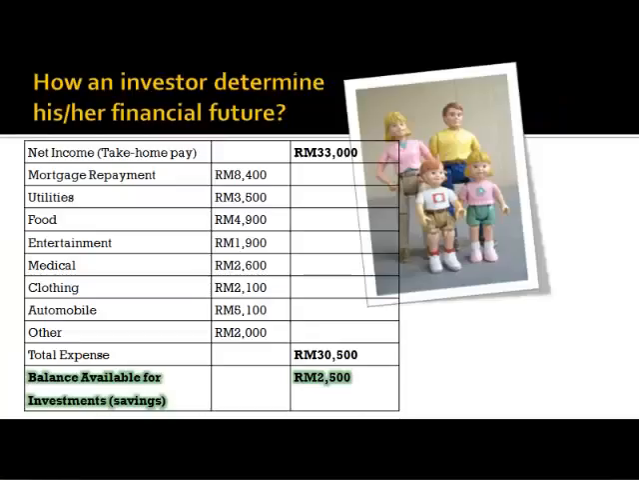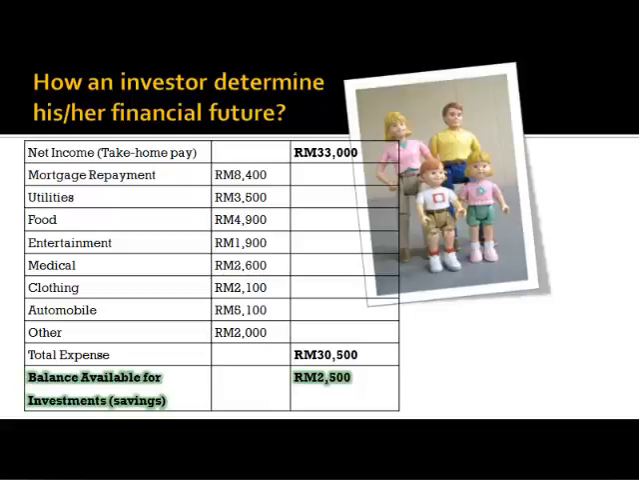And the statement will look like this table. So the next. Okay. So we notice that the net income, which is the take-home pay after tax, after EPF, is 33,000. This is on an annual basis. Okay, for the entire year. Then the mortgage repayment for their home, 8,400. Utilities, 3,500. Food, 4,900. Entertainment, 1,900, and so on and so on. So the total expenses are 30,500.